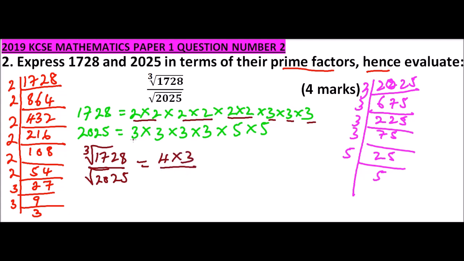Divide by the other one, you take the square root, you get this and this, so it is 9 multiplied by 5. You simplify here by 3, you get 1, this is 3, so our final answer is 4 divided by 15. So that's how you work out that question.